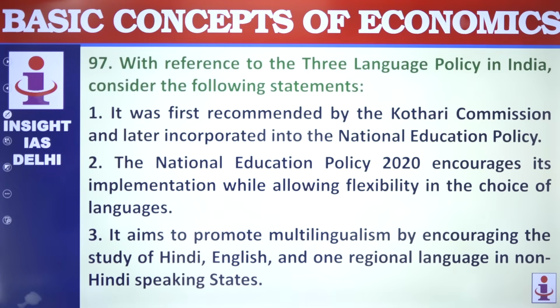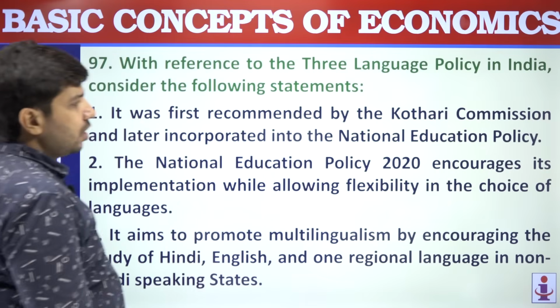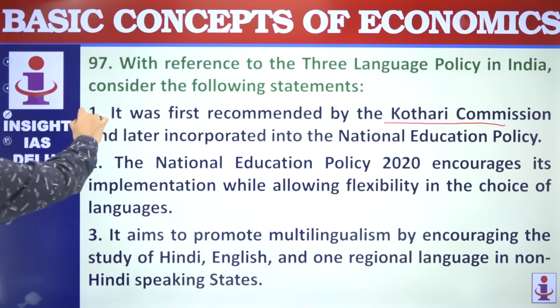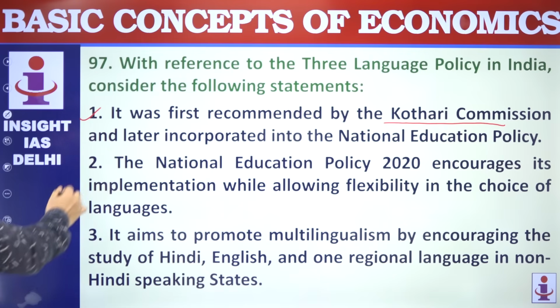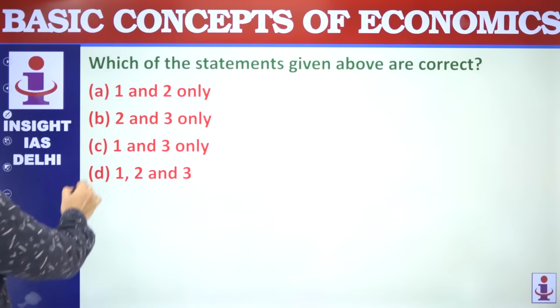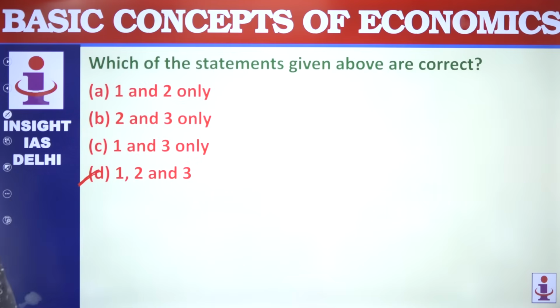Three language policy first recommended by Kothari Commission. Yes, this is correct. Policy 2020 encourages implementation while allowing flexibility in the choice of the languages. Yes, this is also correct. It aims to promote multilingualism. Hindi, English, one regional language. Yes, this is also correct. All the 3 are correct.